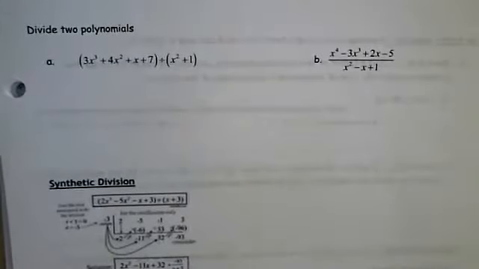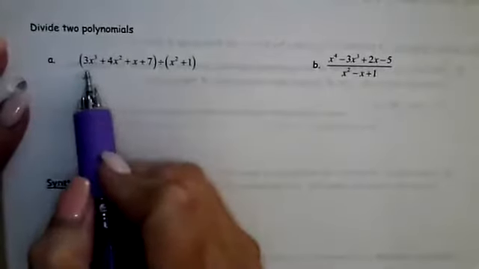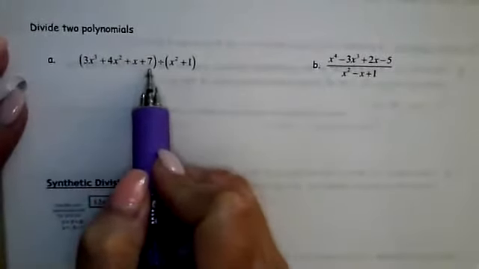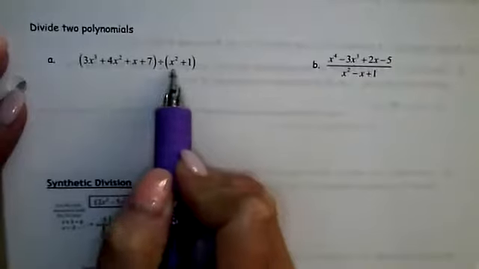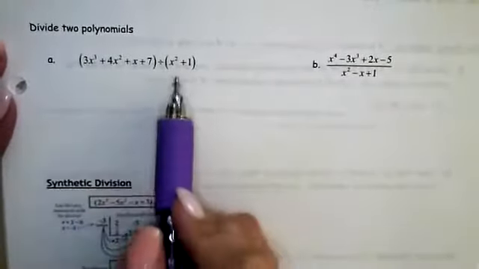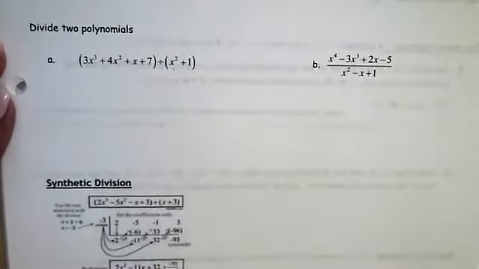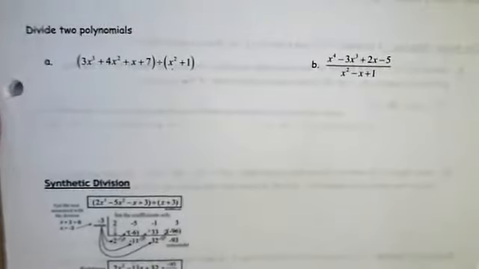All right, we're going to talk about long division and synthetic division today to divide two different polynomials. So we'll start with long division. We have 3x cubed plus 4x squared plus x plus 7 divided by x squared plus 1. We're going to want to use long division when we're dividing by a quadratic or by a linear factor that has a coefficient.